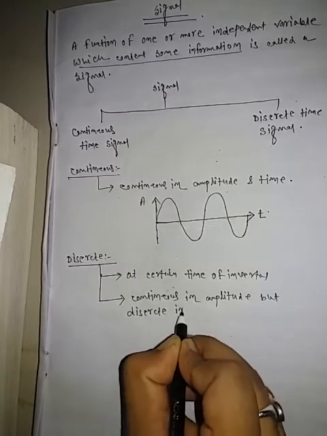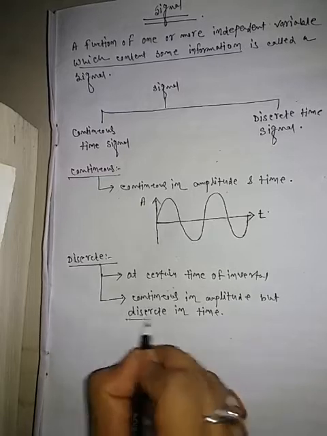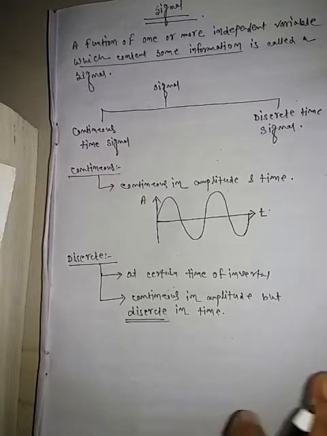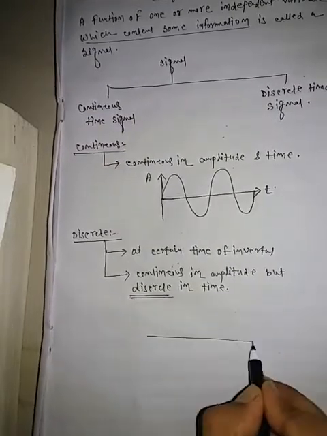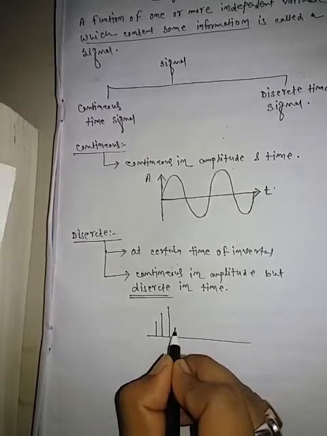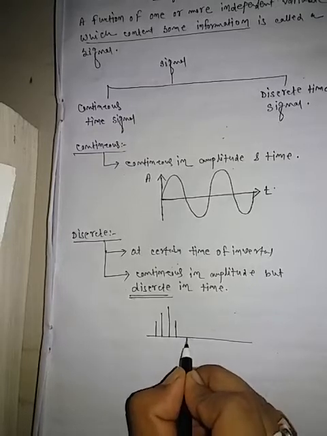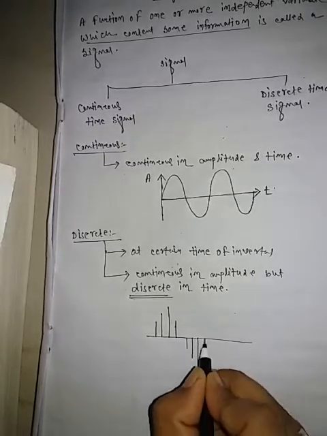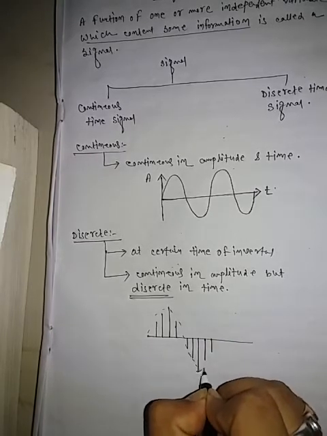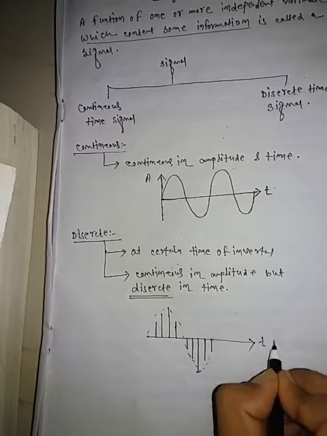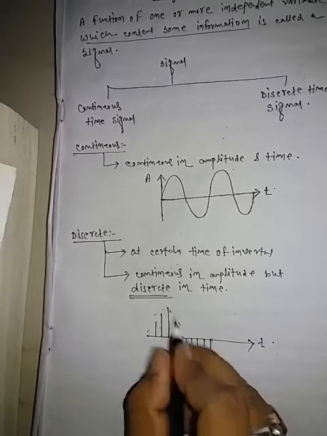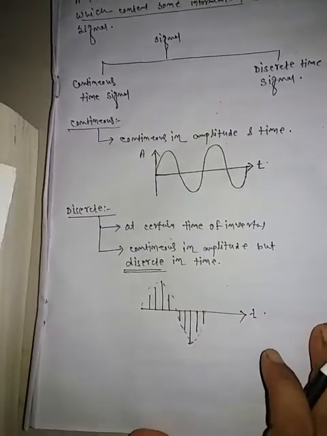Discrete means divided, not continuous. So continuous in amplitude but discrete in time. So this signal is this. This is the form of a discrete time signal. Here is the time period and here the amplitude. This is called the discrete time signal.